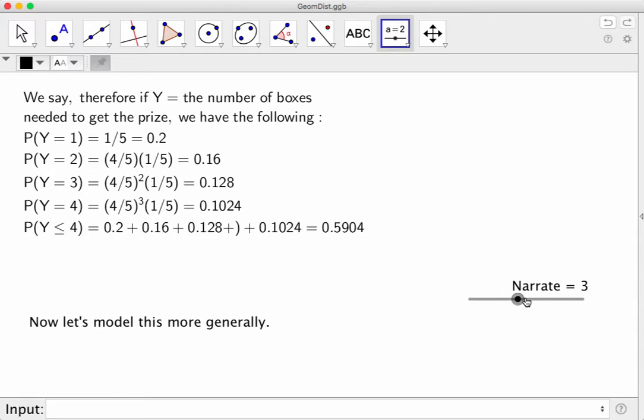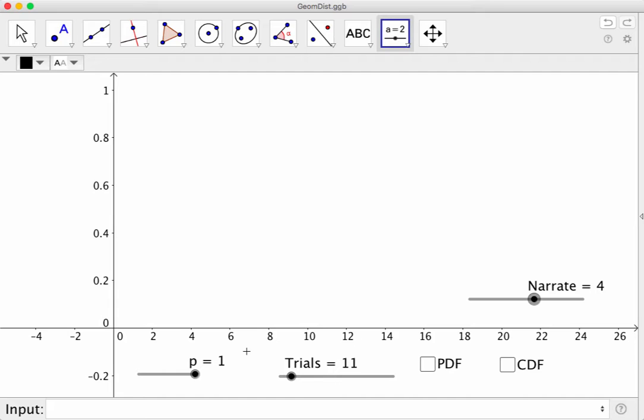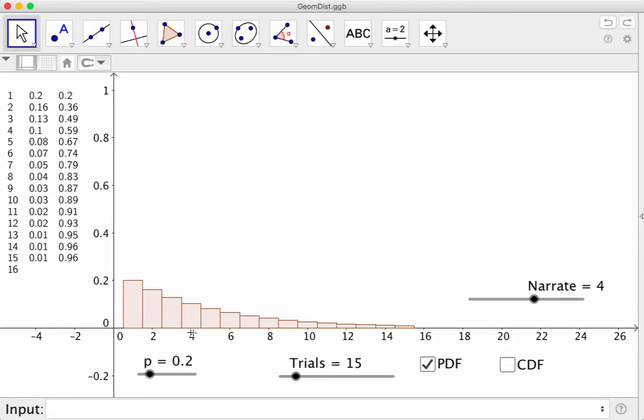Okay, so let's model this more generally. Let's set our probability, as in the cereal case, to 0.2, and look at the distribution of getting it anywhere in the first 15 boxes. Now, the probability of not getting it until the 15th box is going to be very low. So here we look at those probabilities.